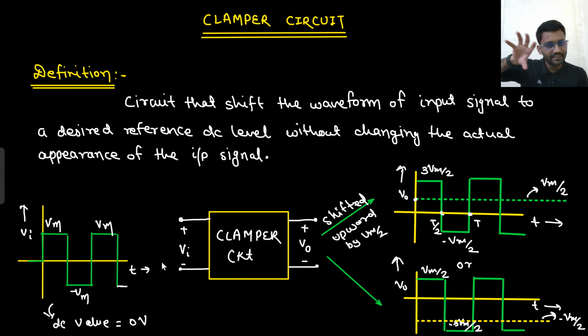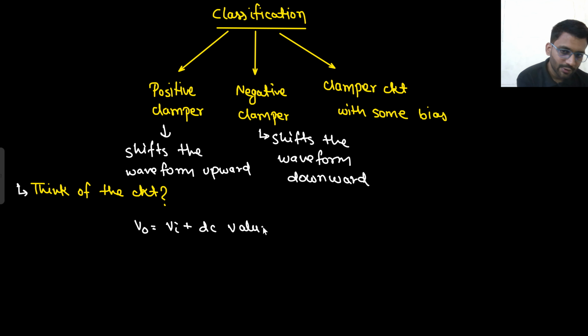What do you need? You need your output to be somewhat like this. Input plus some DC value. This is what you need. So basically in the output you need something more. So what do you think, which element you need here now? An element which can store some DC value. If you need something in output, something added, so you would need a storing element in your circuit.